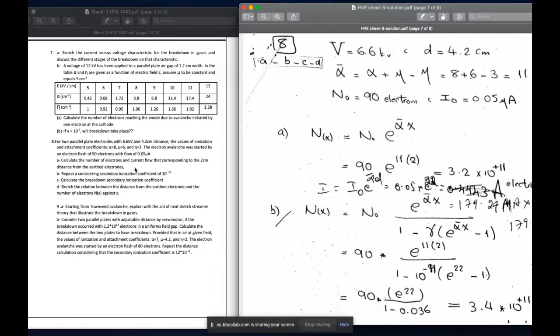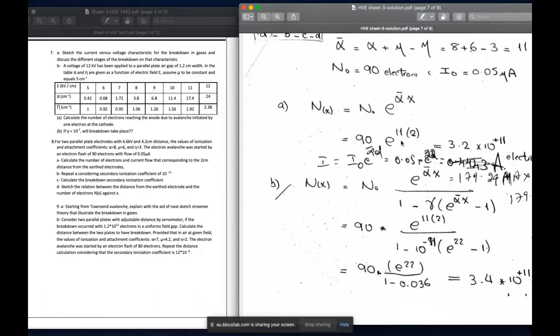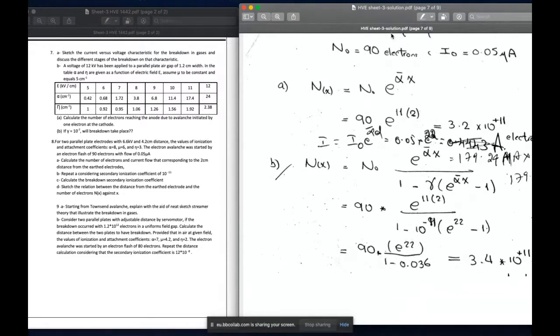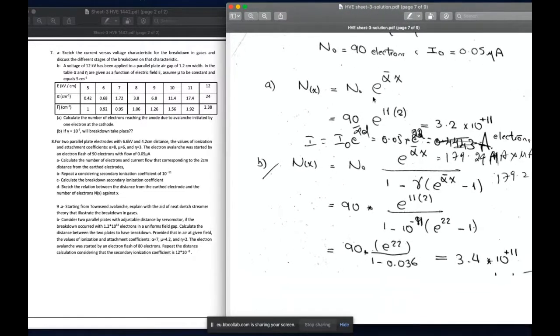First of all, calculate the number of electrons and current flow corresponding to the 2 centimeter distance. So we consider d equals 2 centimeters and calculate the number of electrons. From this number of electrons, we can calculate the current. For current also, the formula will be I for breakdown equals I naught, the initial current, multiplied by e power alpha bar d. So that will be 179.2 amperes.